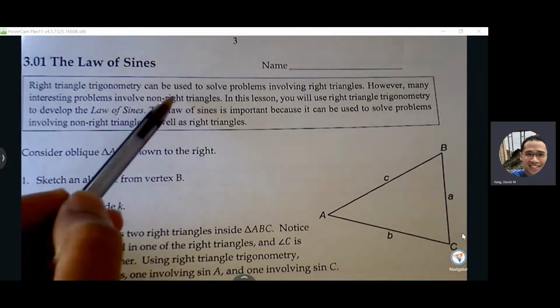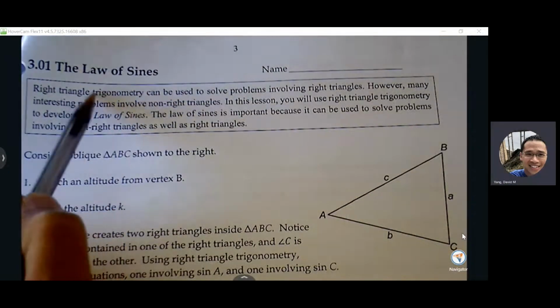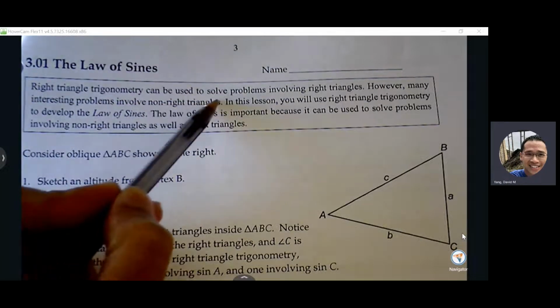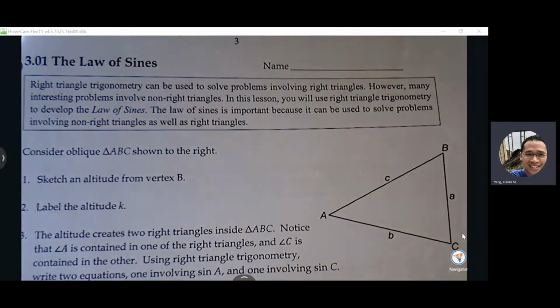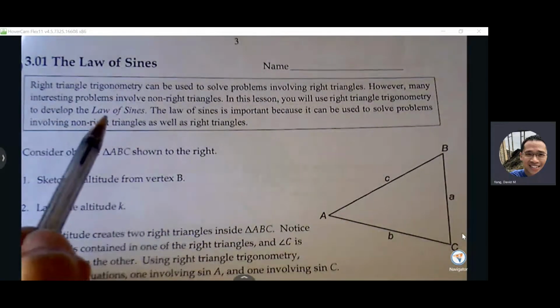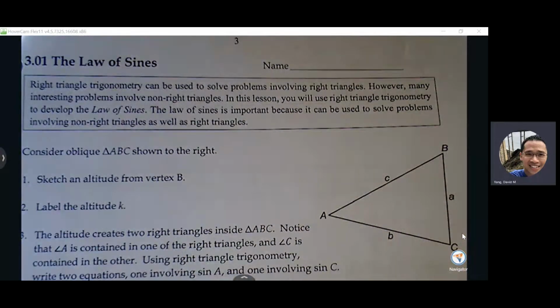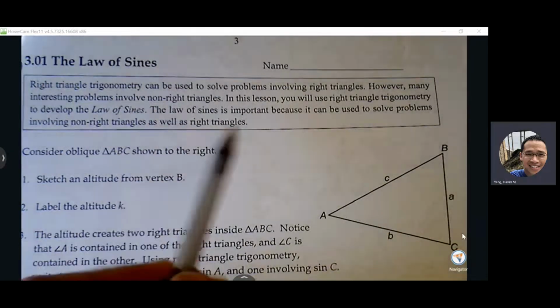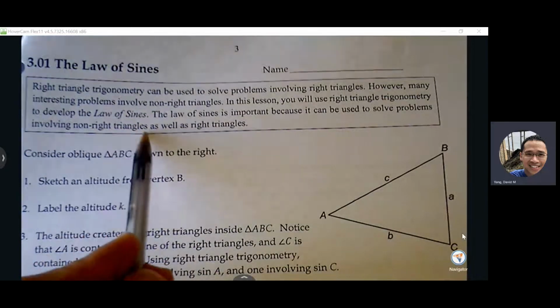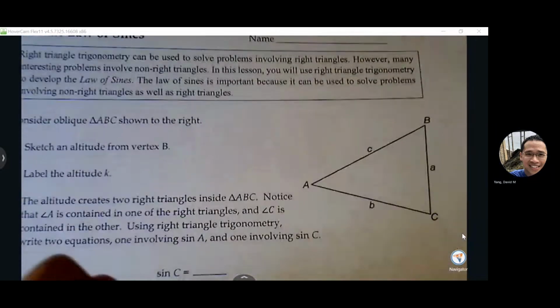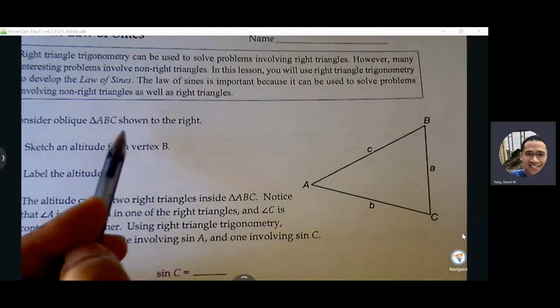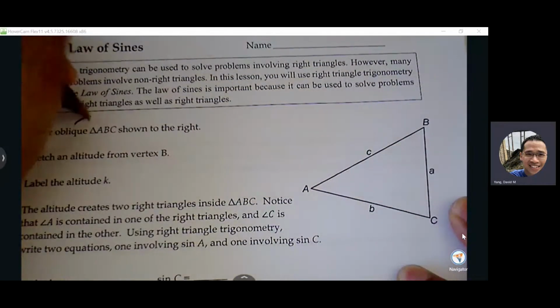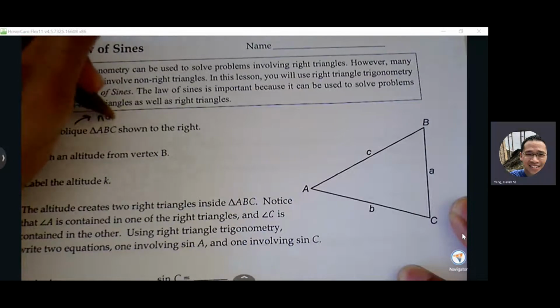Okay, right triangle trig. Trig is the study of triangles and can be used to solve problems involving right triangles. However, many interesting problems involve non-right triangles. In this lesson, we'll be using right triangle trigonometry to develop the law of sines. Law of sines is important because it can be used to solve problems involving non-right triangles as well as right triangles. It says to consider the oblique triangle here. Oblique just means a non-right triangle.